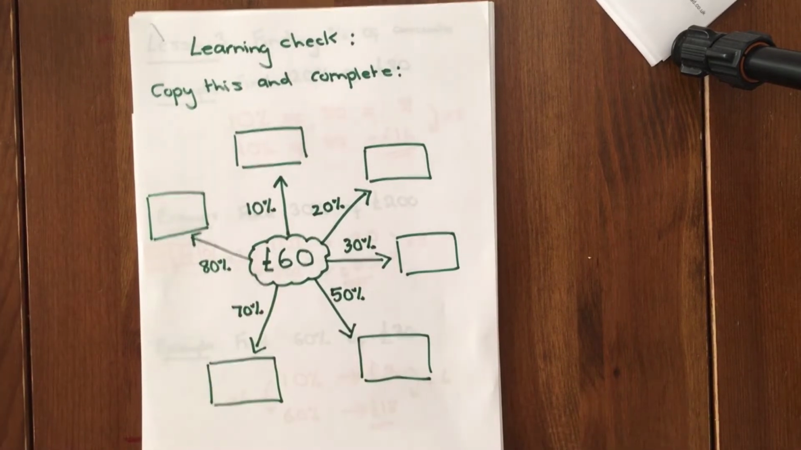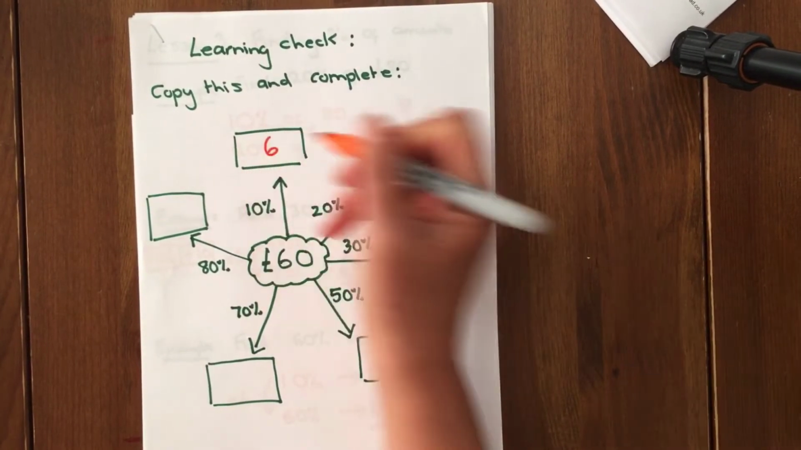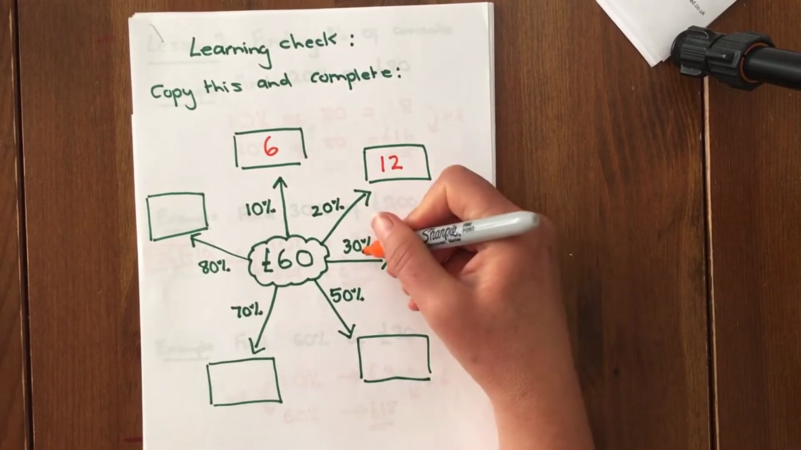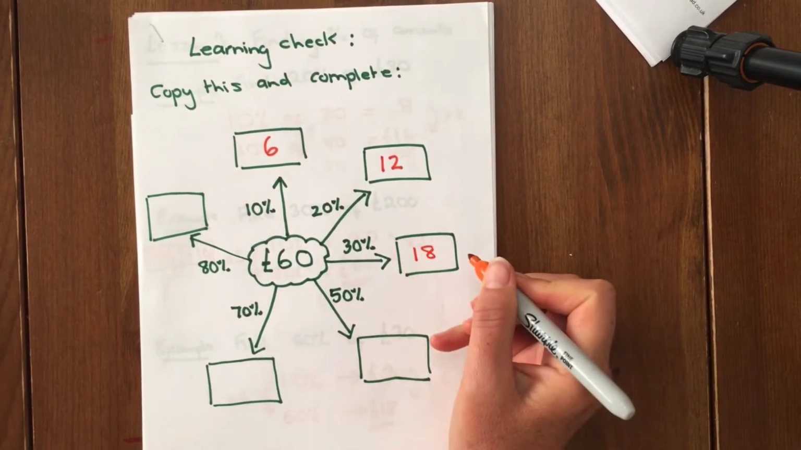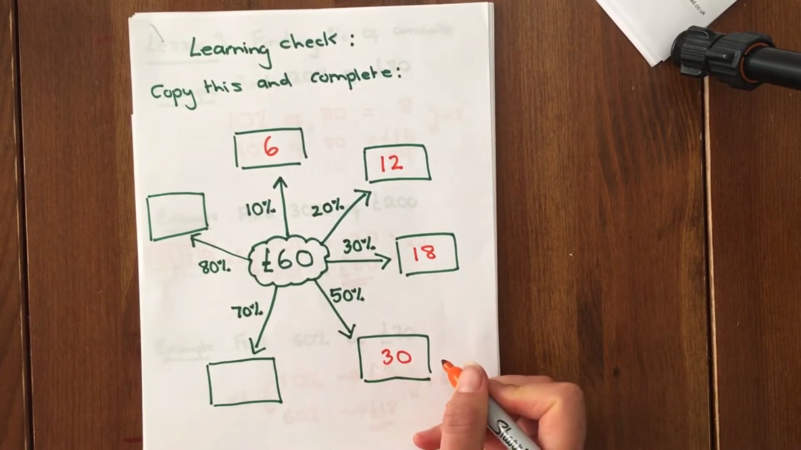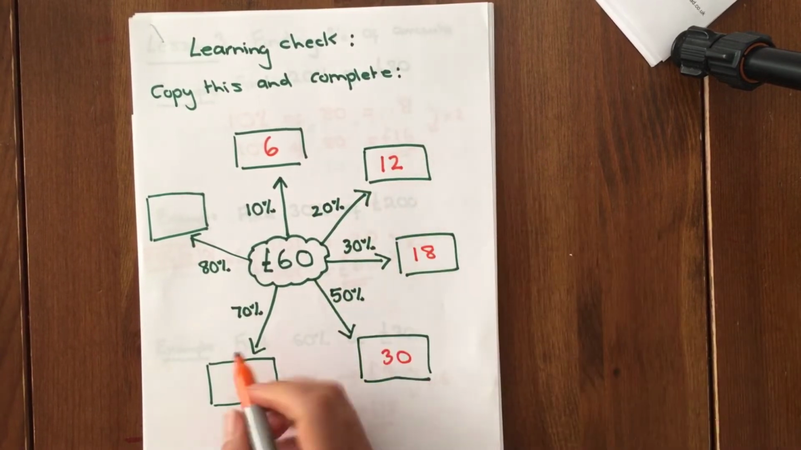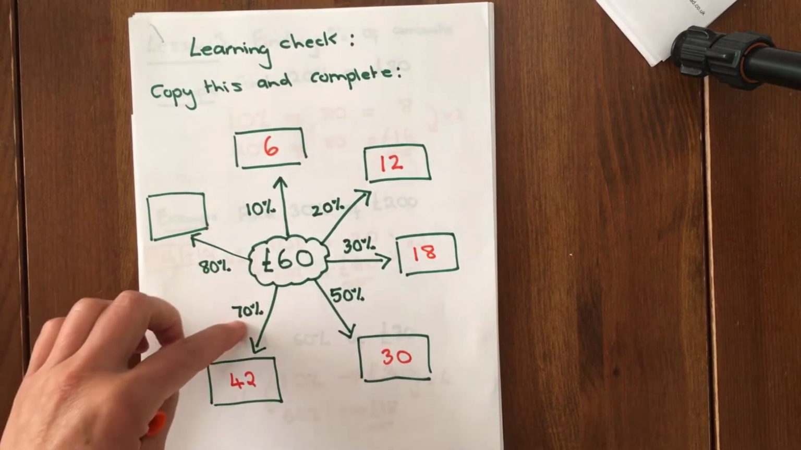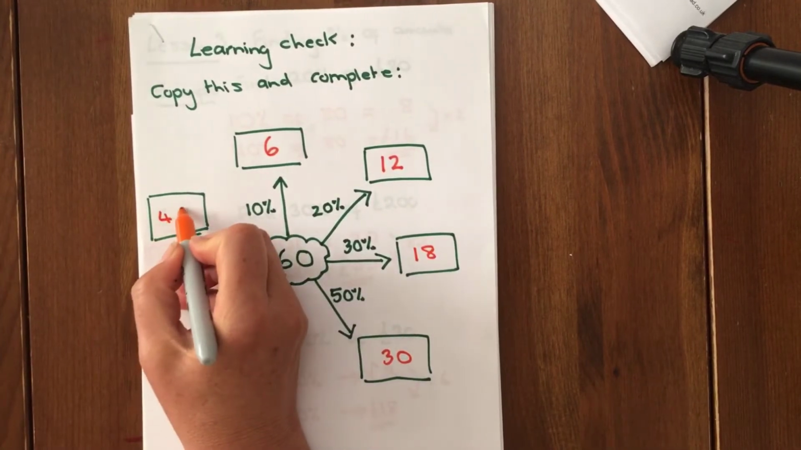So to find 10% of 60, remember to find 10% you divide by 10. 20% will be double 6. 30%, I could add these two together to get 18. 50%, half of 60 is 30. 70%, well I could do 20 and 50 to get 42. 80%, I could do 70% and 10%, 42 add 6 is 48.